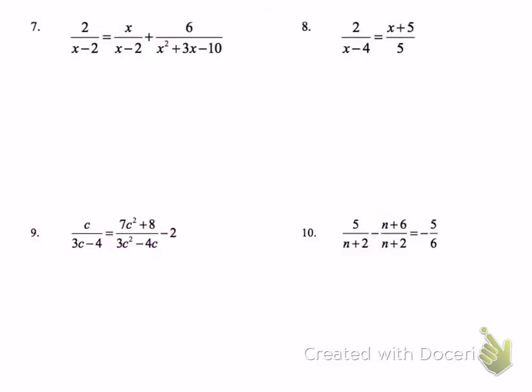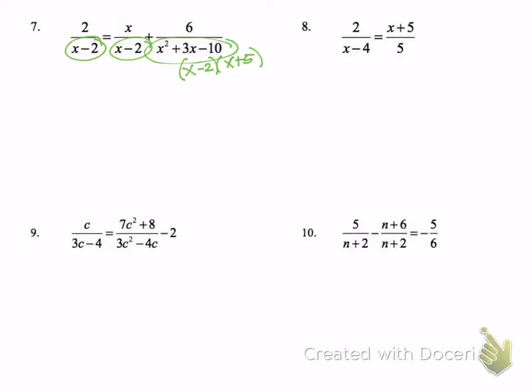Okay, if we look at number 7, we have x minus 2, x minus 2, x squared plus 3x minus 10. So if I were to find a least common denominator with this, I would want to factor the x squared plus 3x minus 10. So if I were to factor this, what would that become? X minus 2, x plus 5. And so then my least common denominator would be what? X minus 2, x plus 5.